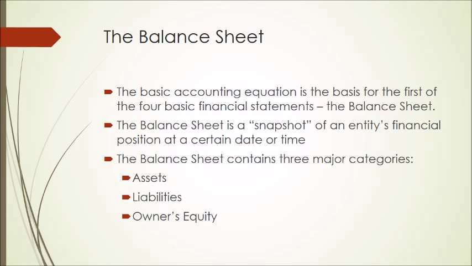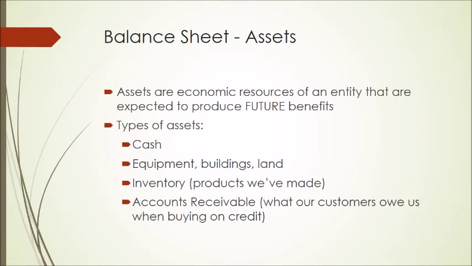Let's talk about assets. Assets are economic resources of an entity that are expected to produce future benefits. There are many types of assets. The first and most popular is cash. We could have equipment, buildings, and land, often called PP&E, property, plant, and equipment. We have inventory. If we're making these products and we're storing them and getting them ready to sell, they're things we've made and we're going to sell them. That's definitely going to produce a future economic benefit.